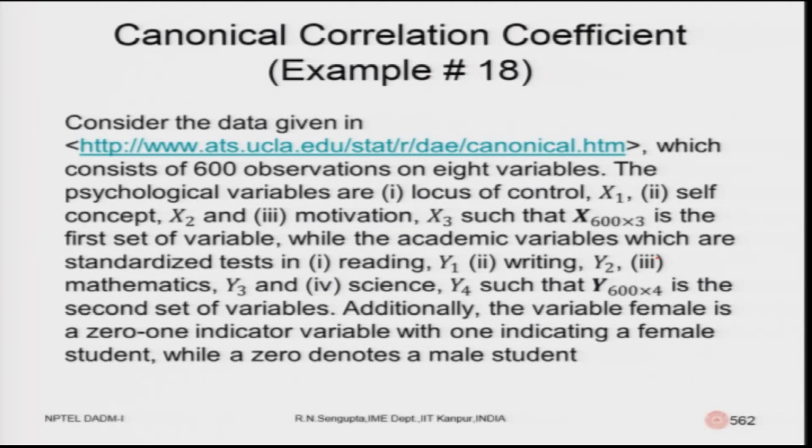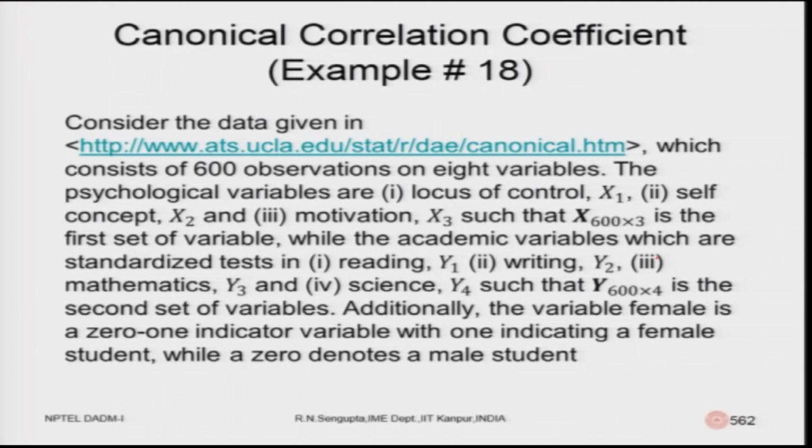The academic variables, which are of interest and based on which we are going to study, which is basically Y, are as follows. Y1 is the reading capability, Y2 is the writing capability, Y3 is the mathematical or quantitative capability, and Y4 is the scientific acumen capability. So, this 600 cross 4, which is 600 observations for the 4 new variables, is the second set of variables based on which we are trying to model the canonical correlation method.